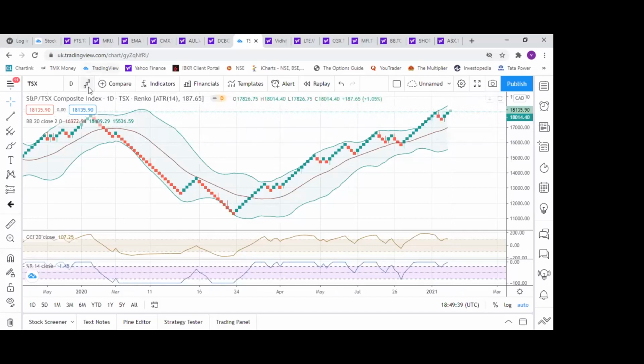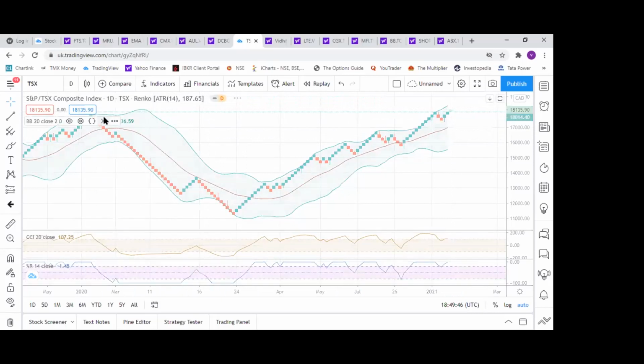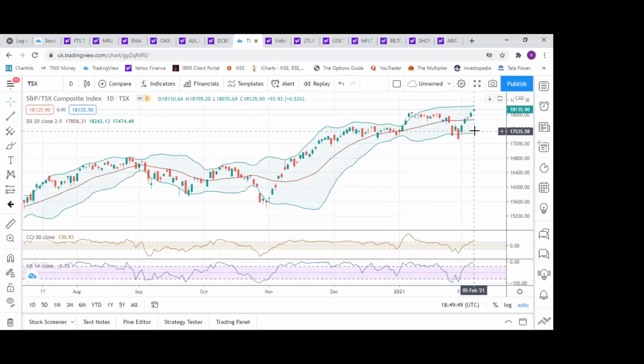And if you change this, wait 1 second. If I change this to candlesticks, you will realize the difference immediately. There is a correction due. Now you look at the CCI and Williams R. The correction is due. But because the last 1, 2, 3 candles are all slight gap ups, I'm not expecting a correction tomorrow, on Monday, immediately. But yes, I'll be careful. A correction can happen.